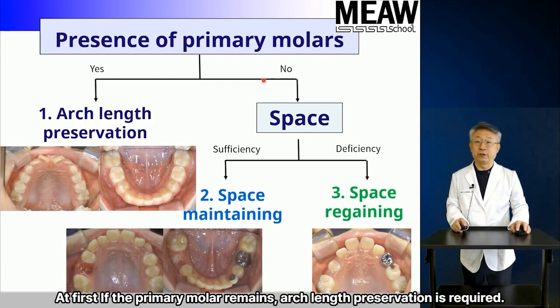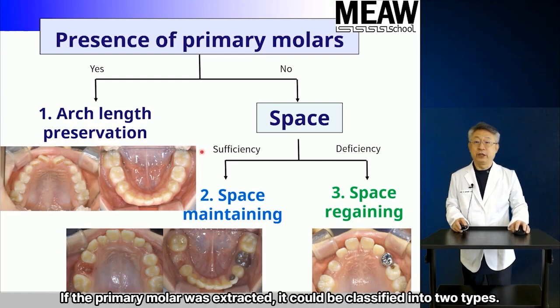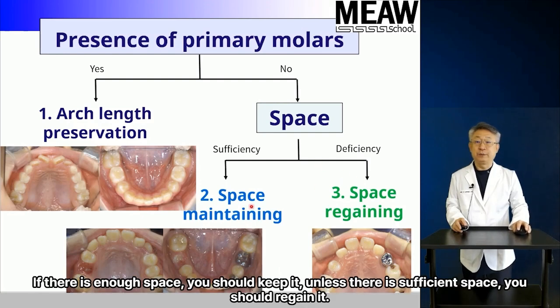At first, if the primary molar remains, arch length preservation is required. If the primary molar was extracted, it could be classified into two types. If there is enough space, you should keep it. Unless there is sufficient space, you should regain it.